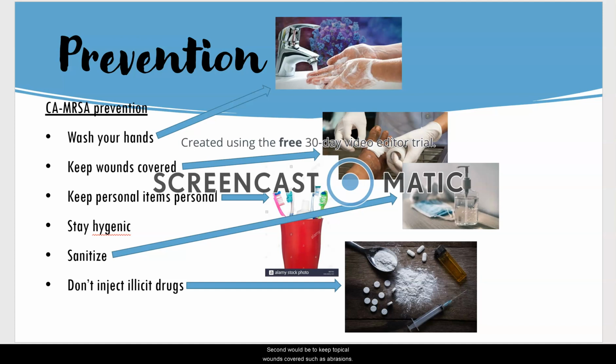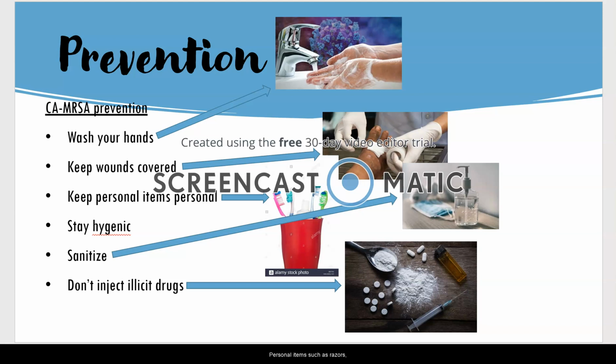Second would be to keep topical wounds covered, such as abrasions or cuts that need to be first sterilized and bandaged until they heal. Pus from infected sores may contain MRSA and co-infect healing wounds if they are not properly covered.